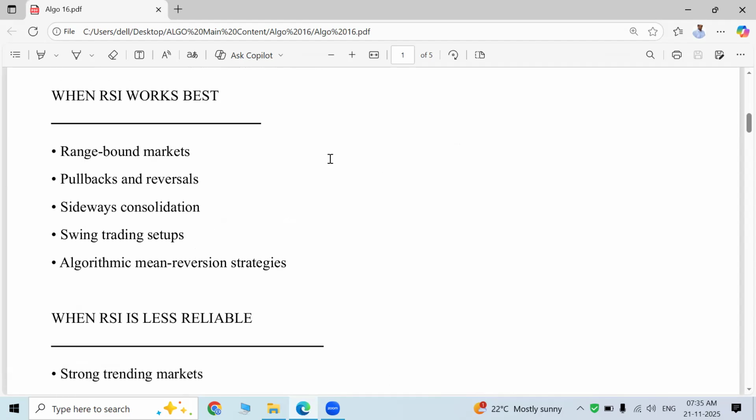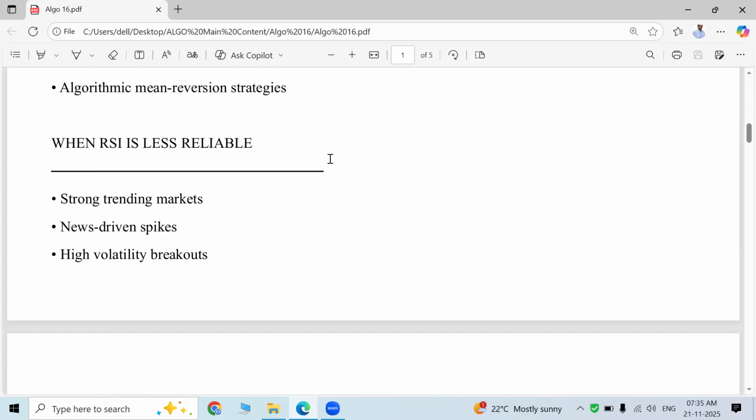Now, where does it work properly? In a range-bound market, it works very beautifully. Pullbacks and reversals, we are able to find in RSI. Sideways consolidation is the best use of RSI. Then swing trading setups, and mean reversion. If you are running a mean reversion algorithm, it works beautifully for mean reversion algorithms.